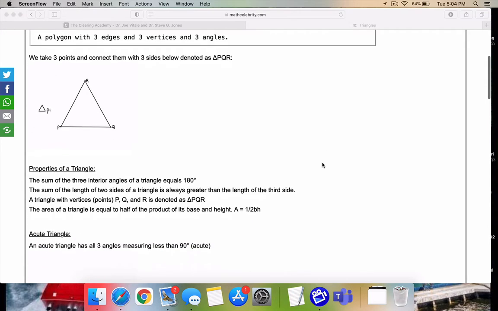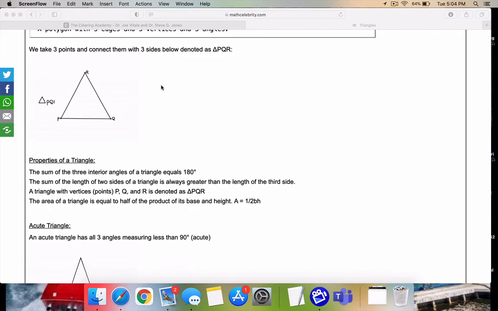Now, to form a triangle, we take 3 points and we connect them with 3 sides, denoted as triangle PQR. So in this case, we take 3 points, P, Q, and R. We connect them all with lines, and we have triangle PQR, as you could see here.